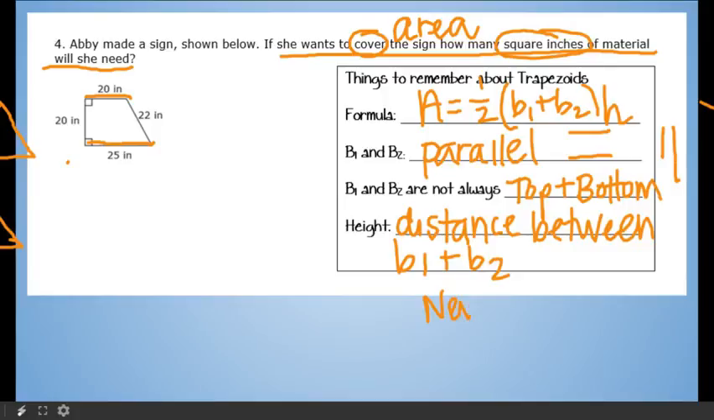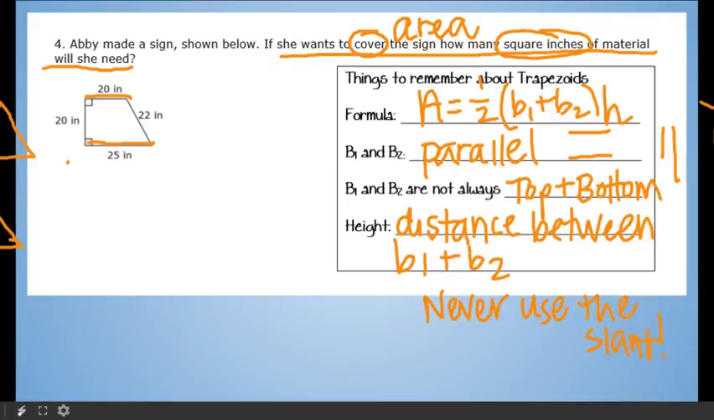And I want you to write down, never use the slant. So we're never going to use the slanted side, which is right here. I'm going to put an X to remind you, don't use that, okay? So in this particular example, let's call this B1. It doesn't really matter which one's B1 and B2. Let's call this B2. This slanted line you're never going to use.